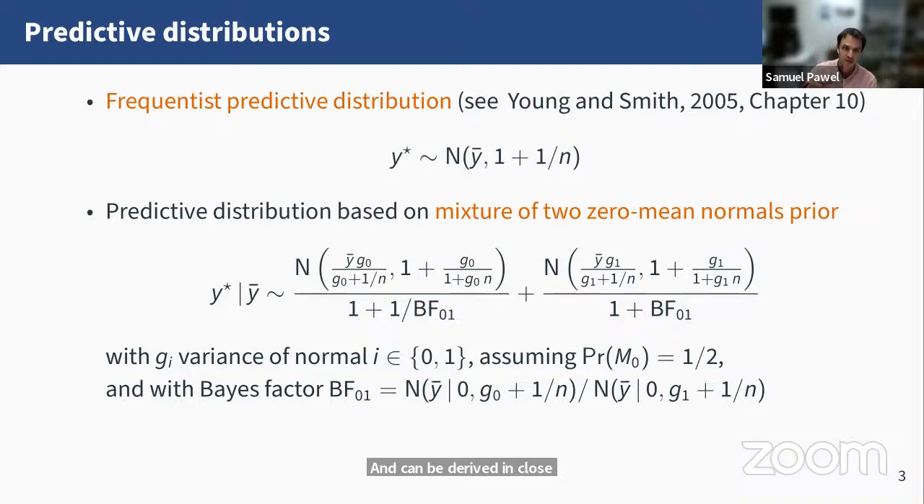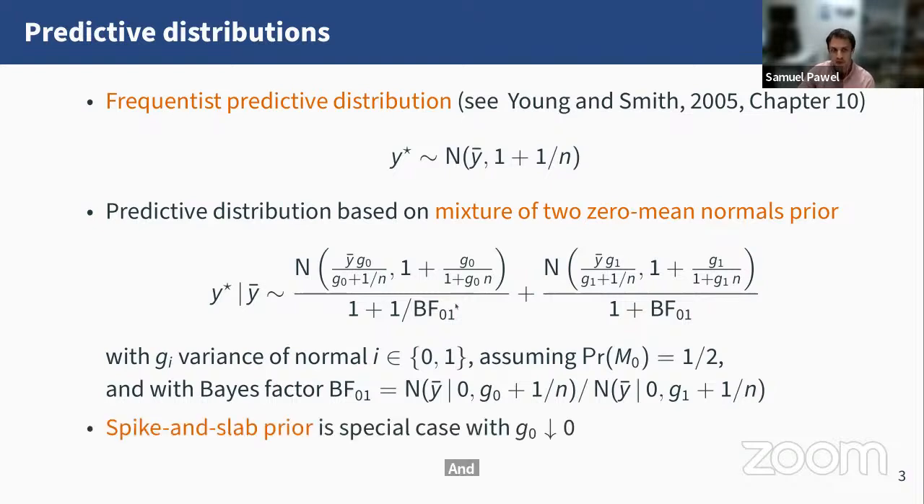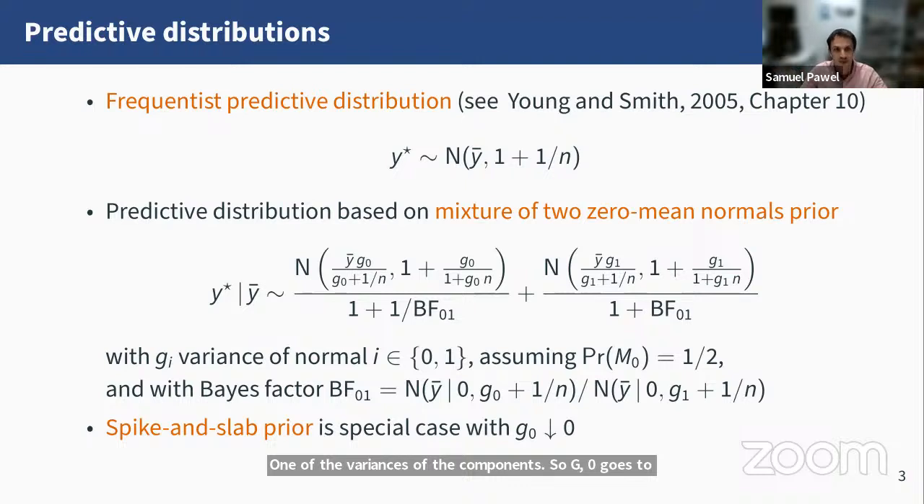So it is a mixture of two normal distributions, and the weights of these components are determined by the Bayes factor that has also been introduced before. And can you go one further, Leo? And the spike and slab prior is now a special case of this when one of the variances of the components, G0, goes to 0. So if you would now plug in G0 as 0, you would see that the first component would be a standard normal distribution.